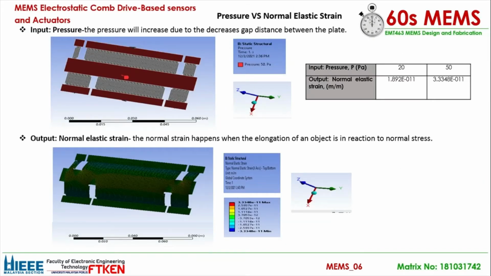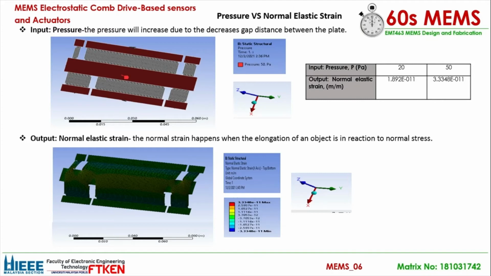My title is MEMS electrostatic comb drive based sensor and actuator. In this project, the simulation and analysis were carried out on the pressure input and the normal elastic strain output. The comb drive actuator contains two solid materials, which are structural steel and stainless steel. Two values were used as pressure, 20 Pascal and 50 Pascal, to test with the output normal elastic strain. The maximum pressure is 50 Pascal in 1 second, applied to the red end of the comb drive actuator. The direction of the pressure is in the x-axis direction.